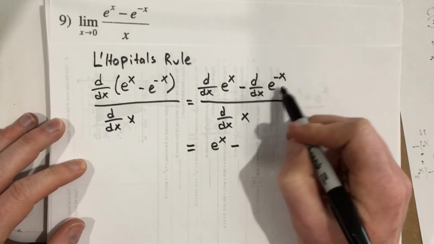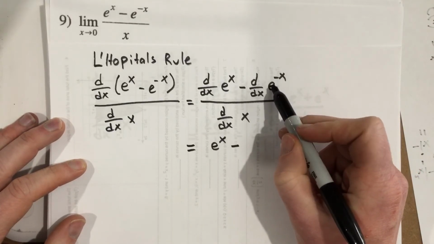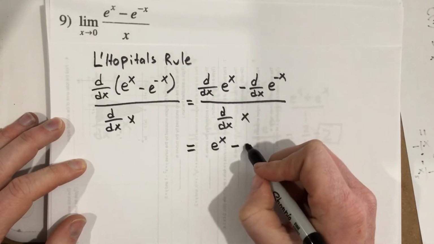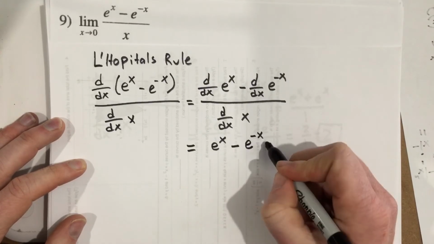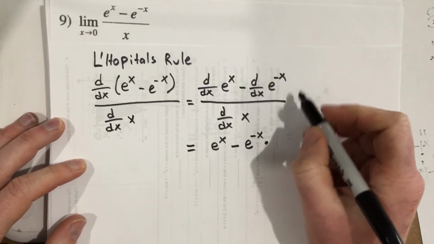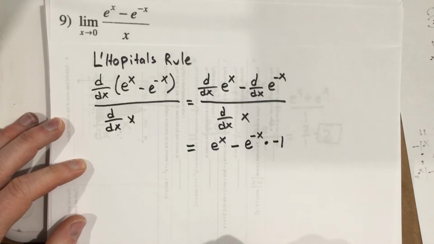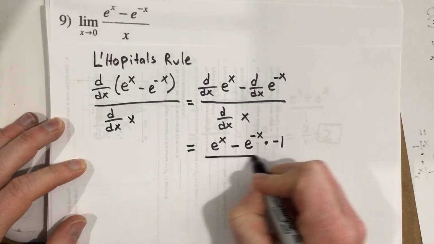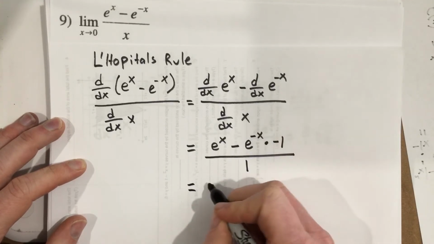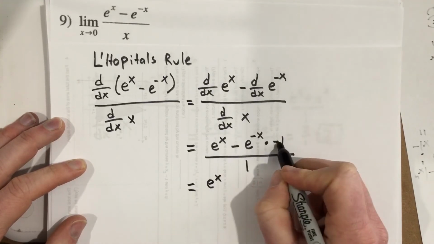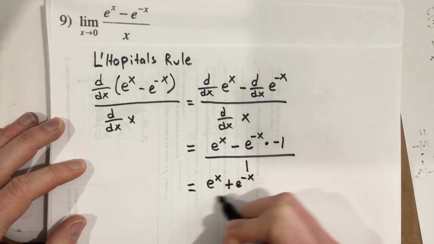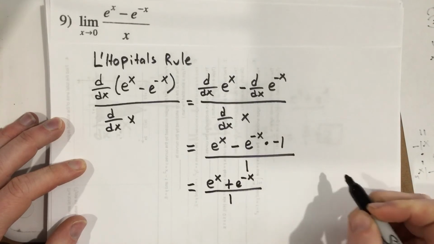We know this is like a chain rule, so we do the derivative of the whole function, which would just be itself, e to the negative x, but then we're multiplying it by the derivative of the inside, which is negative x. The derivative of negative x is negative 1. And that's all over the derivative of x, which is 1. So now I can simplify this and say that e to the x, negative 1 times this negative here would be plus e to the negative x, all over 1.